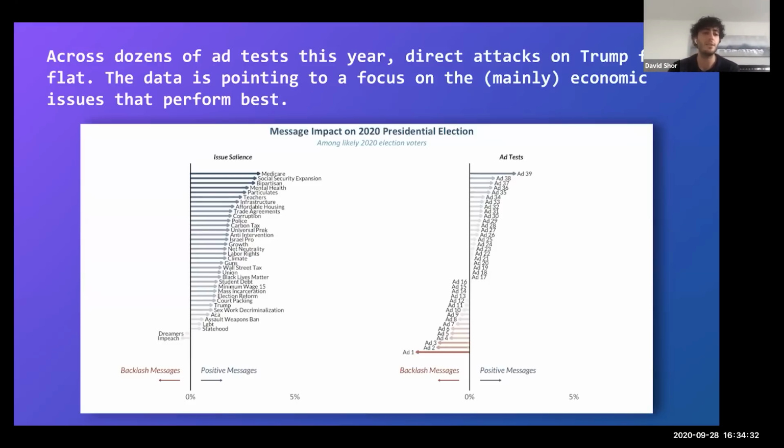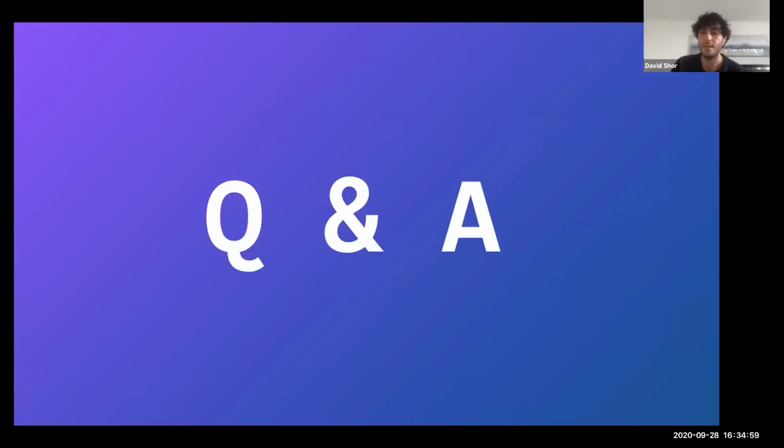And just to talk about these arrows, one of the things that comes out of this conjoint experiment is that there's a lot of variance by issue. Talking about impeachment or immigration tends to cause backlash or not cause much of an effect. But talking about mental health or Social Security expansion or other economic issues tends to do pretty well. So that's it.